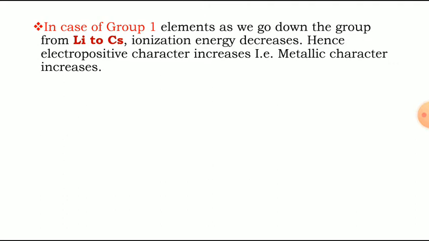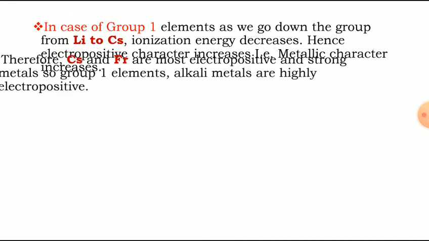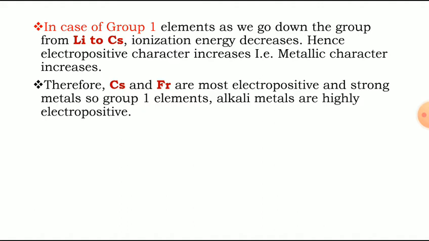In the case of group 1 elements, all of you know group 1 elements. What are they? Lithium, sodium, potassium, rubidium, cesium, and francium. As we go down the group from lithium to cesium, ionization energy decreases. Hence, electropositive character increases, that is, metallic character increases. Therefore, cesium and francium are the most electropositive and strong metals, so group 1 elements, the alkali metals, are highly electropositive.